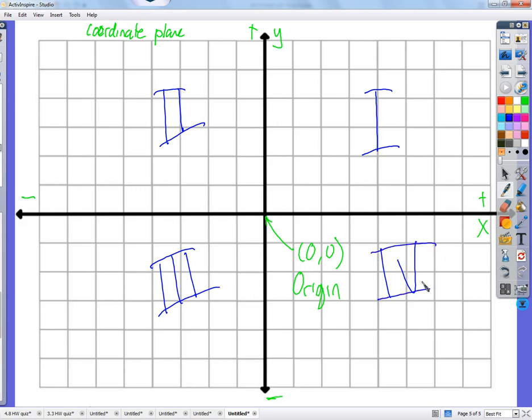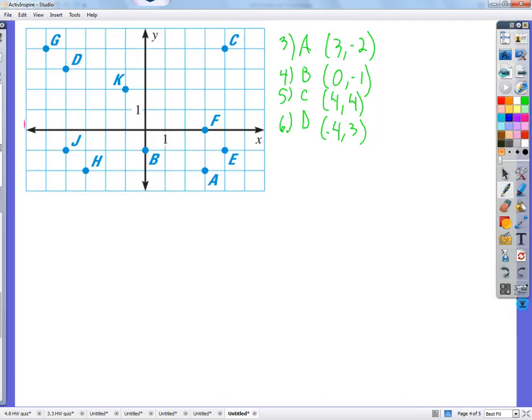So if we were asked where something was, like where is the point C? Which quadrant is point C in? One. And what quadrant is point F in? One. It's right in between. It's not in the first, it's not in the fourth, it's not in either, it's just on. What's it on? The x-axis.